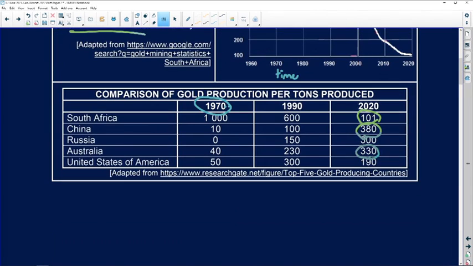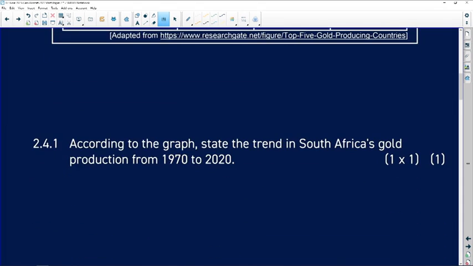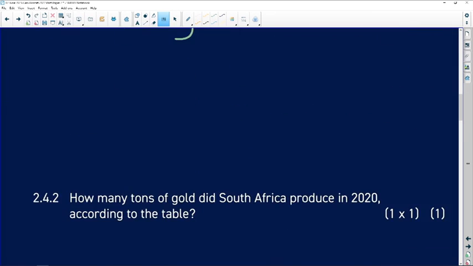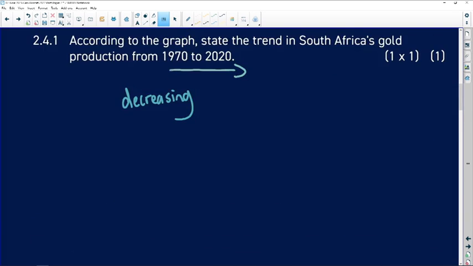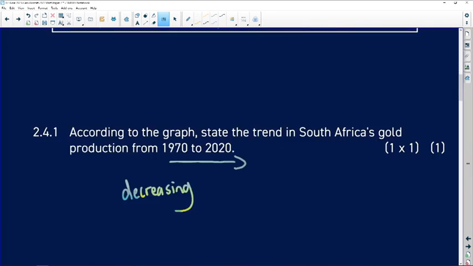Now let's have a look at the questions being asked regarding this case study. According to the graph, state the trend in South Africa's gold production from 1970 to 2020. Obviously, it's been decreasing, so that's the correct answer. How many tons of gold did South Africa produce in 2020 according to the table? We only produced a mere 101 tons.